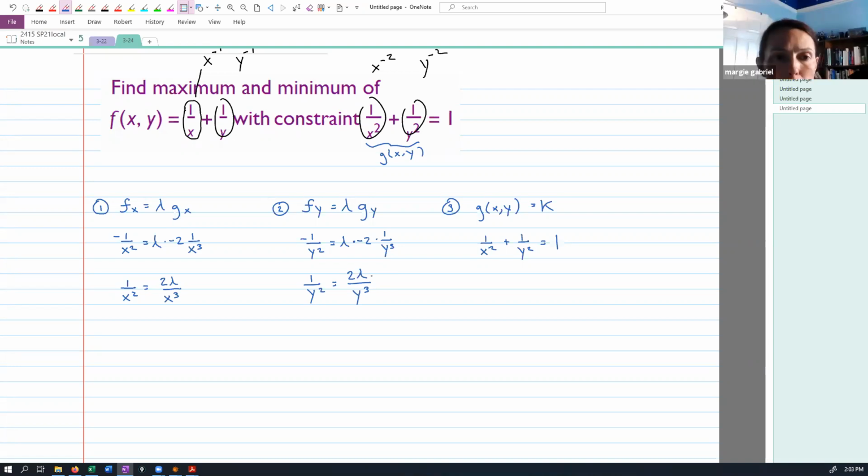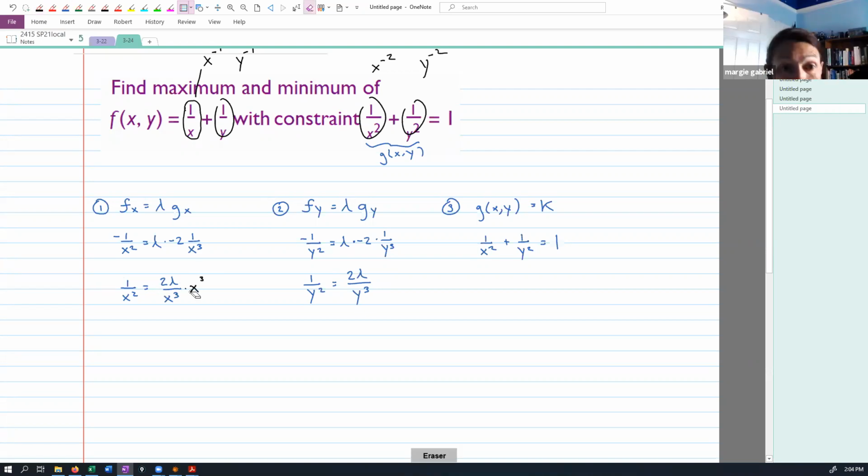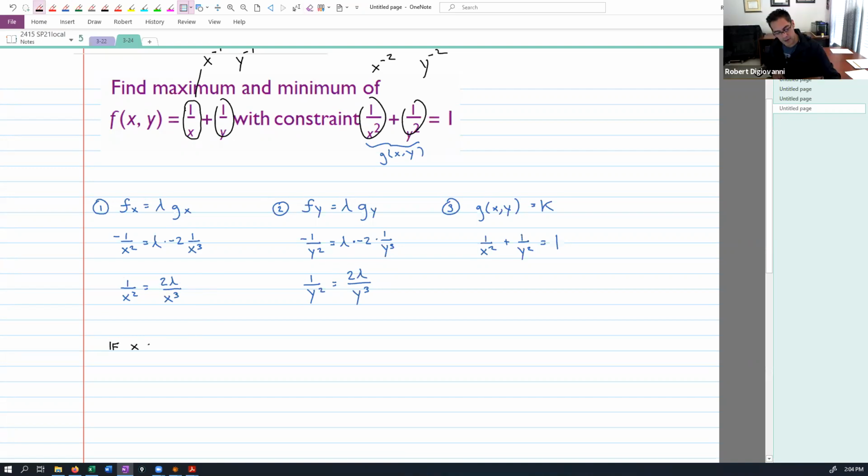I'm not sure how far I'm going to get, but I would try first setting each equation equal to 2 lambda. So solve for that. Okay, so on the first equation, how would you get 2 lambda by itself? What would you have to do? Oh, you would just multiply each side by x cubed. Okay, now are you allowed to do that without telling me something? Oh, you have to say that x is not equal to 0.